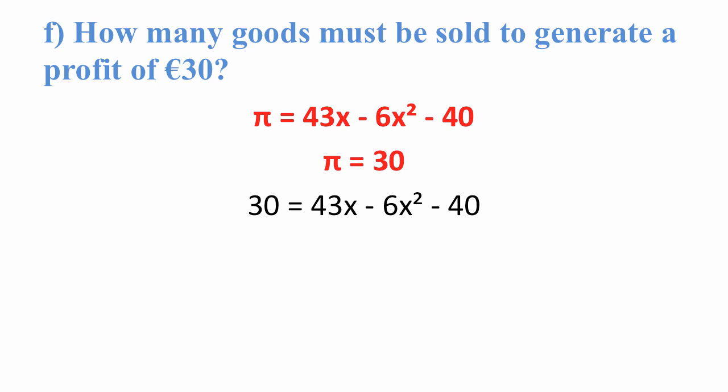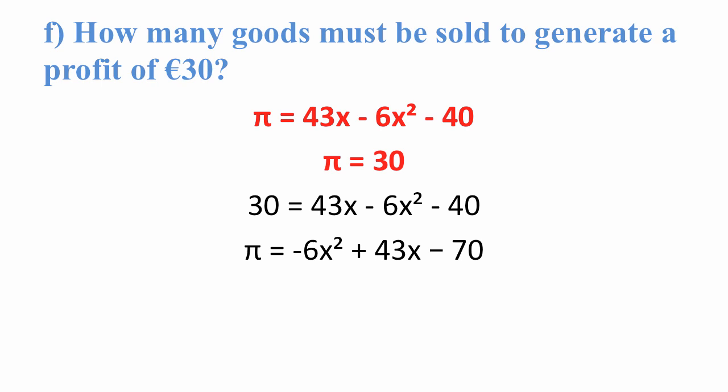Then we need to tidy things up because we have two whole numbers. We have a 30 and a minus 40, so we can add the two of those together. That 30 goes over to the other side, becomes a minus 30, so we end up with a minus 70. And now we have a profit function that takes into consideration the fact that you've earned a profit of 30.